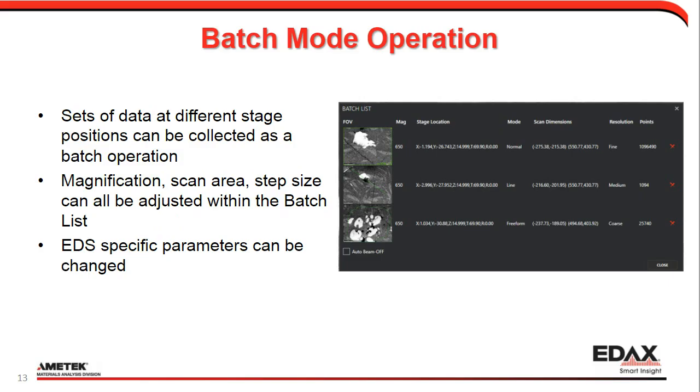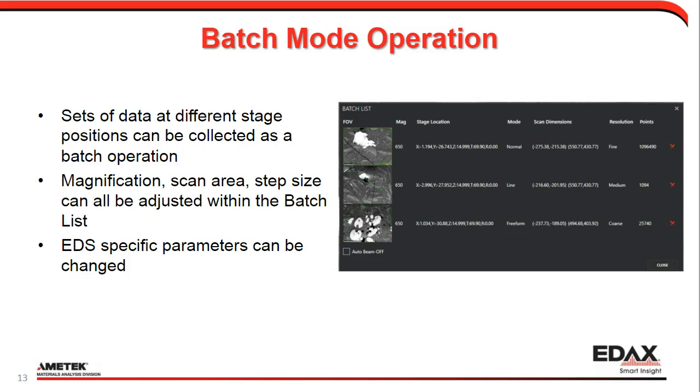Batch mode operation is a new feature added to Apex 2.0. With batch mode operation, sets of data at different stage positions can be collected as a batch operation. Once the collection in the current field of view is done, the stage will move to the next field automatically for data collection. There's a batch list to manage these tasks. You can add or delete items in the list, and save or import the list as well.